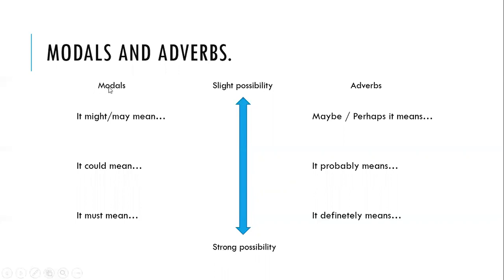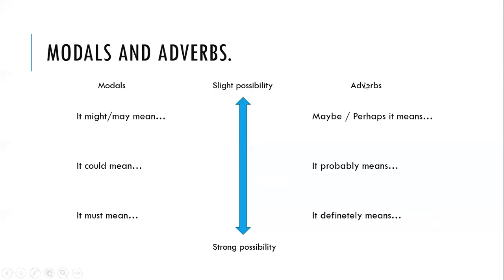Okay, modals. And we have might and may, could and must. Again, if we have little evidence or we are slightly sure about something, we're going to use might or may. If we are like 50% sure about what we are seeing is something that we know, we're going to use could. And when we have a strong possibility, like we have zero doubts about it, we are going to use must.